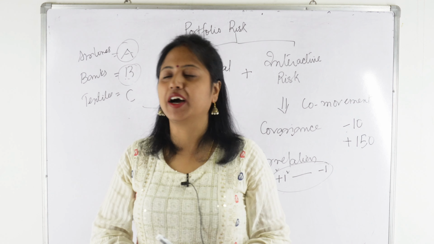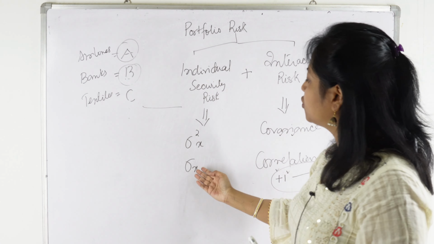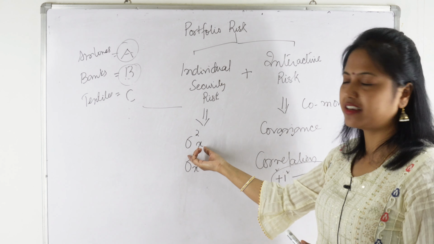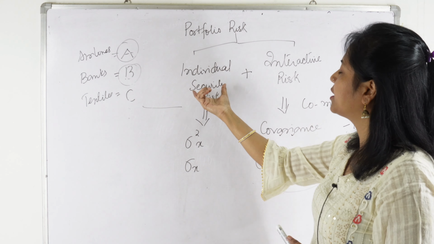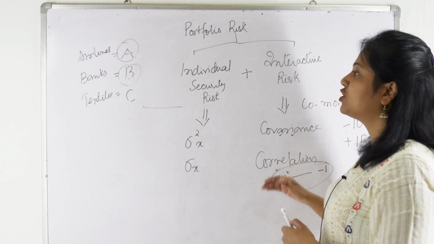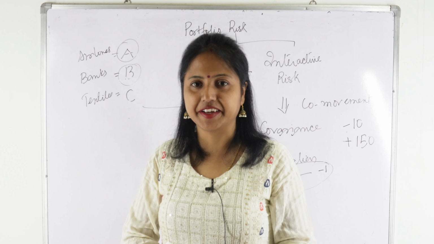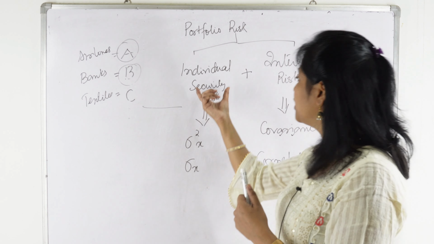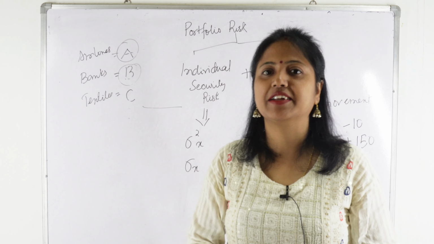Now what's the formula to know the portfolio risk? So risk is measured through variance, right? But that is for an individual security. For portfolio risk, I have to take both individual as well as interactive risk. So we will measure the portfolio variance. How to measure the portfolio variance? Remember, portfolio variance means it will include both these components. So for portfolio variance, there is a formula that we will see now.